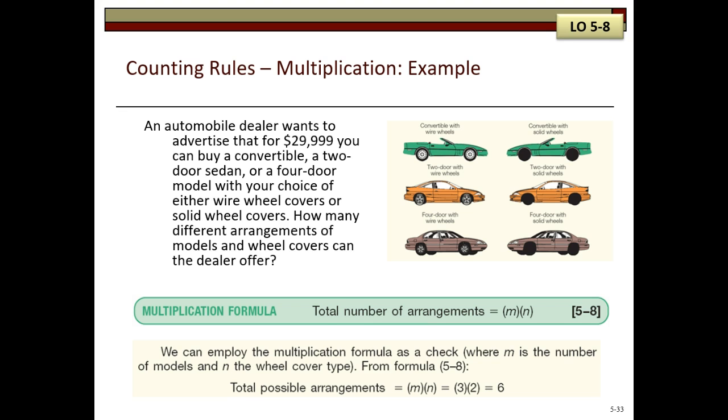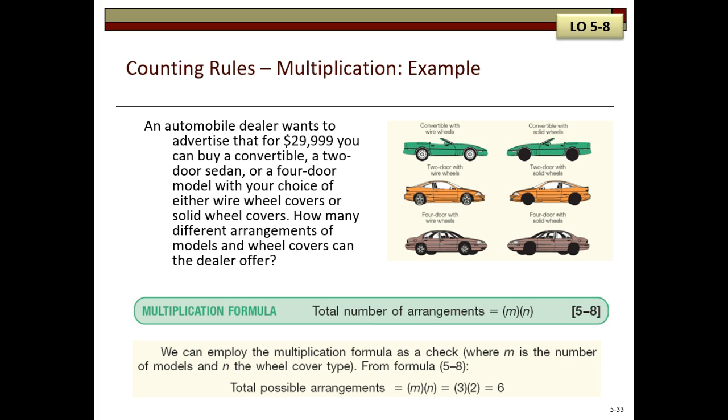Now let's look at another example. An automobile dealer wants to advertise for $29,999. You can buy a convertible, 2-door sedan, or a 4-door model with your choice of either wire wheel covers or solid wheel covers. How many different arrangements or combinations of models and wheel covers can the dealer offer?